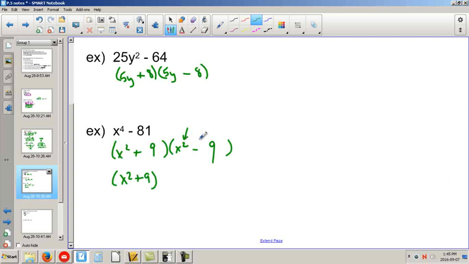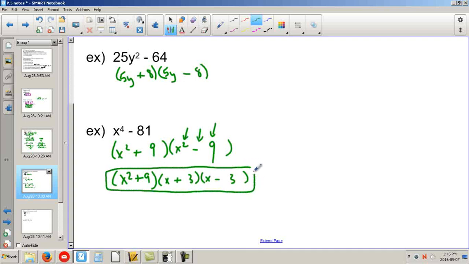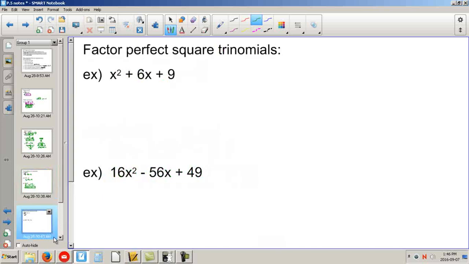But x squared still has a square root, and so does 9, and this is a subtraction over here, meaning I can split it one more time into x and x, plus and minus. Square root of 9 is 3 and 3. So sometimes, if the exponent starts out big enough, we might be able to factor more than once. And these are great examples of problems that factor more than once.